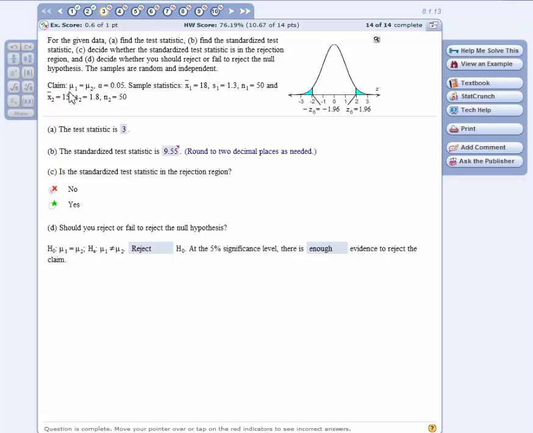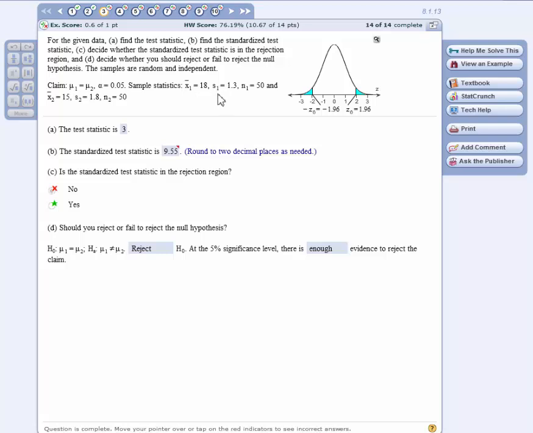And there's our data. mu1 minus mu2. There's the claim. They're equal. Or mu1 minus mu2 is 0. That is the null hypothesis, and the alternative would be they're not equal to 0. The data we have is the mean of the first sample is 18.